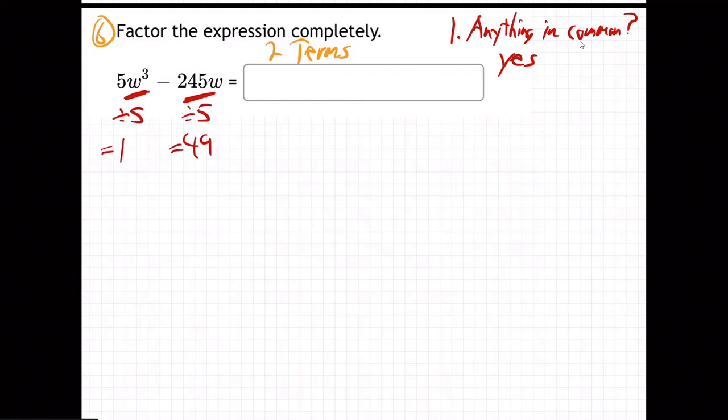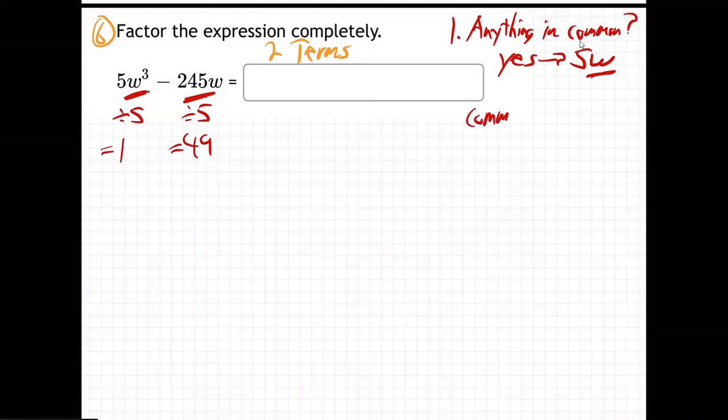But not just that. Notice they also both have W, don't they? So what do they have in common? Yes, 5 and W. Remember, you take the lower power. So the W is lower than W to the third. So they have 5W in common. All right, so not just 5, but 5W. You good there? Okay, so now what do we do?